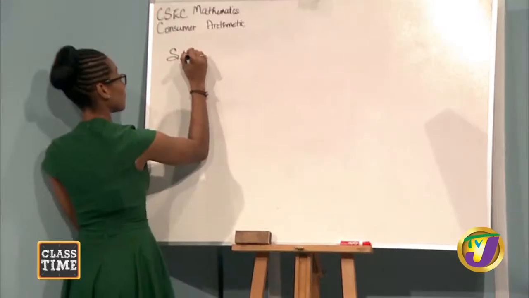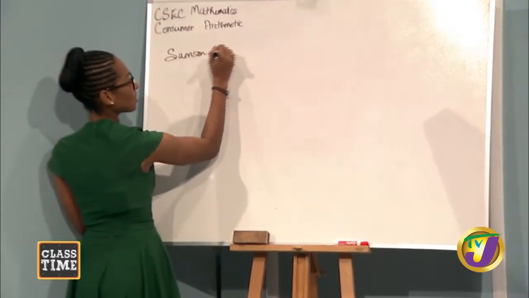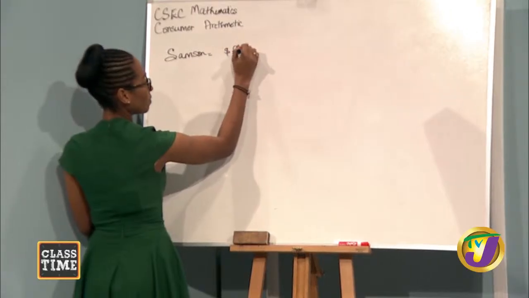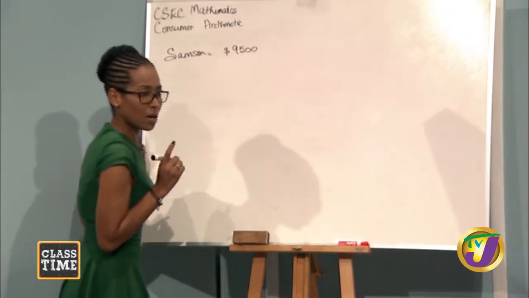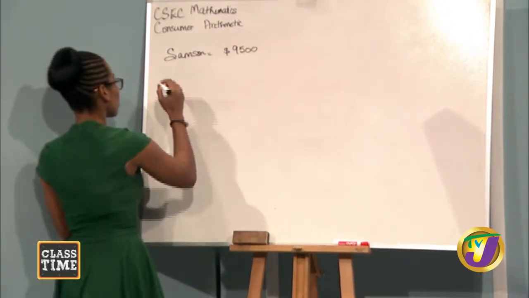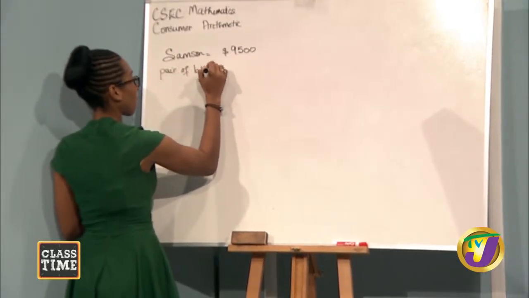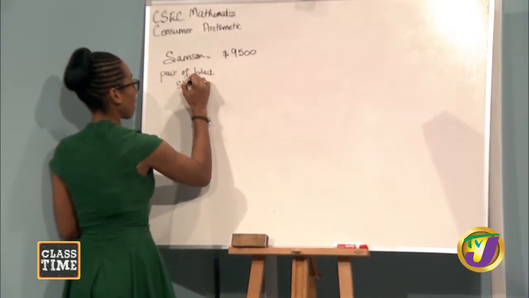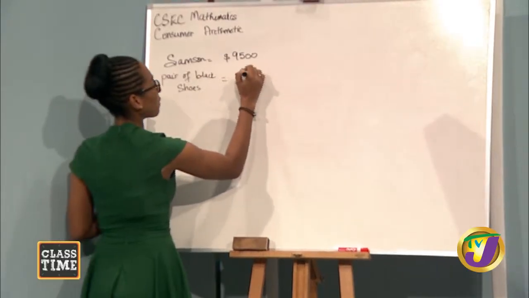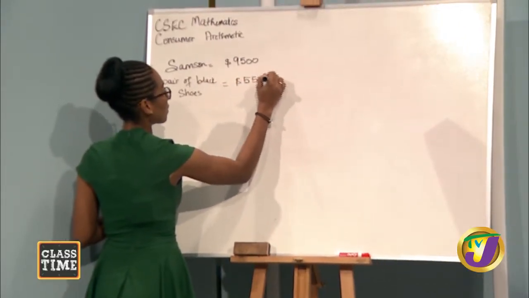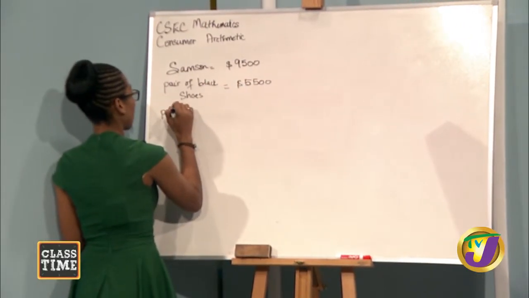How much did we say Samson has again? He has $9,500. All right, $9,500. The black shoes, so the pair of black shoes, is marked at $5,500. And the brown shoes is $6,200.